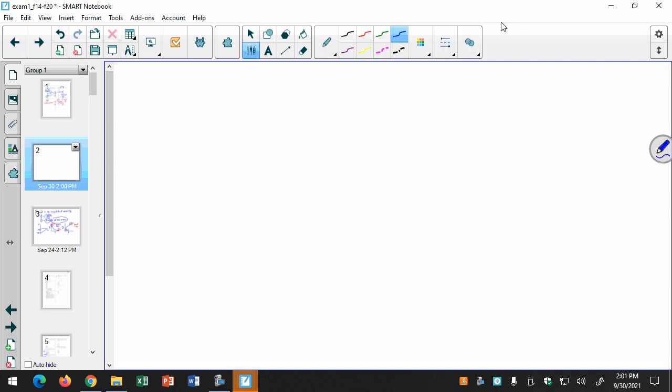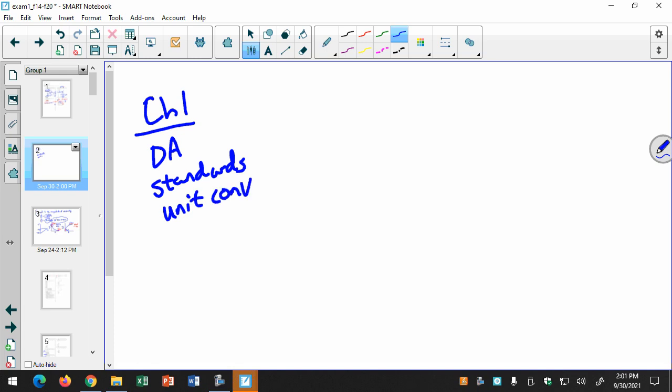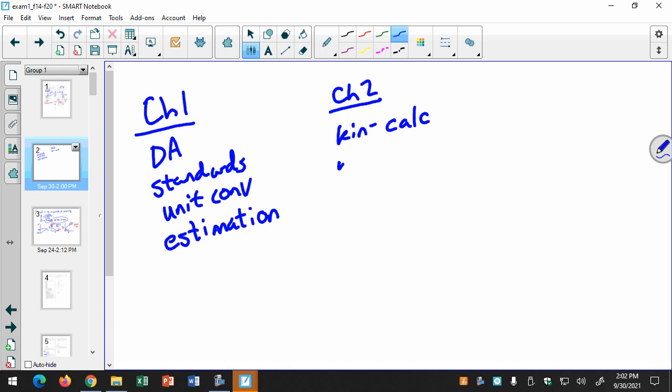So, chapter 1, remember, we'll have dimensional analysis, standards, unit conversion, estimations, and that's all for chapter 1. In chapter 2, which is mainly kinematics, we'll have some kinematics calculations, some kinematics conceptual, and then we'll have graphing.